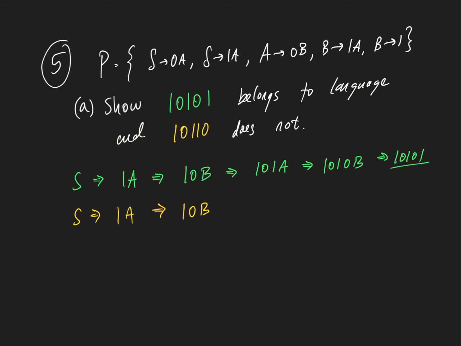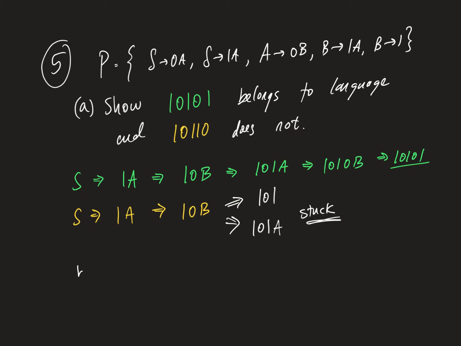Once we arrived here, we have two options. So let me just do both of those. So case 1, we use the terminal, so we get 101 and stop. Or we do 101A. But we need another 1, okay? This fourth bit should be a 1, but there's no production which goes from A to another word that starts with a 1. Okay, so we're stuck here. And so we cannot produce 10110.